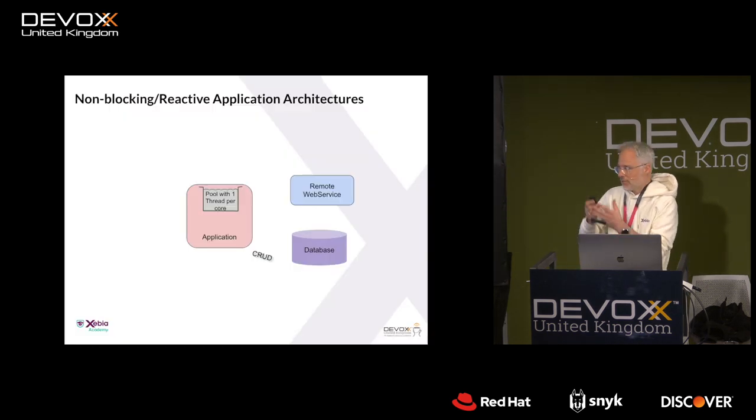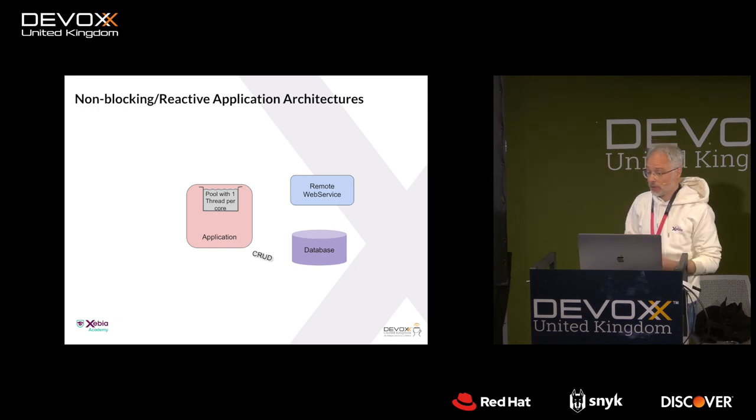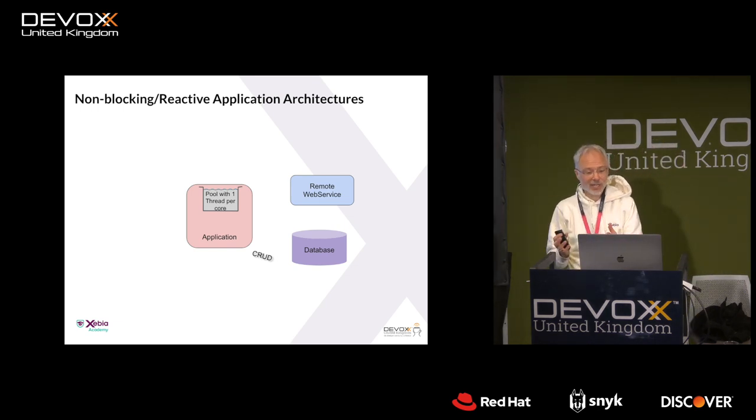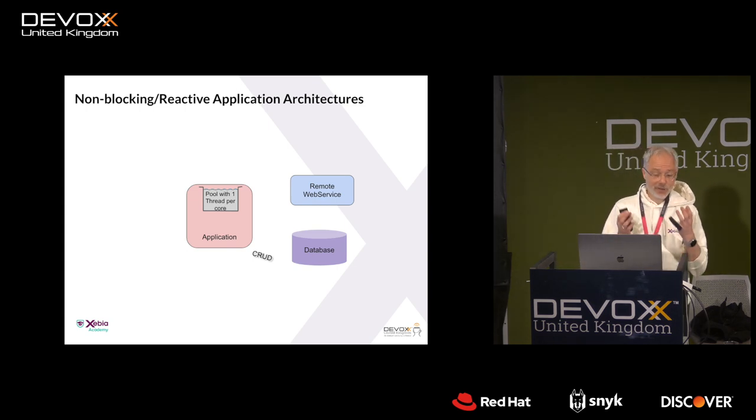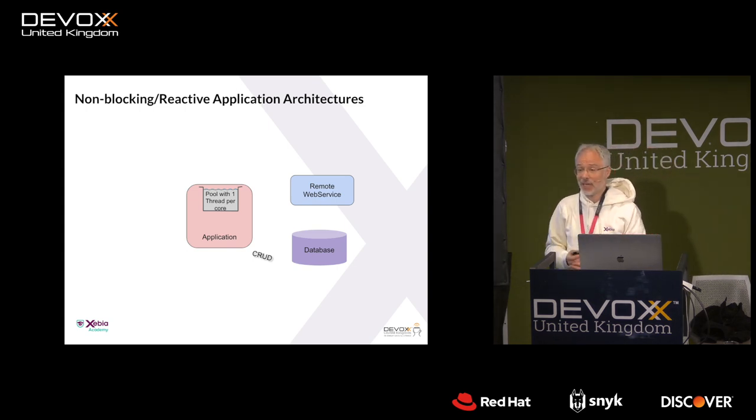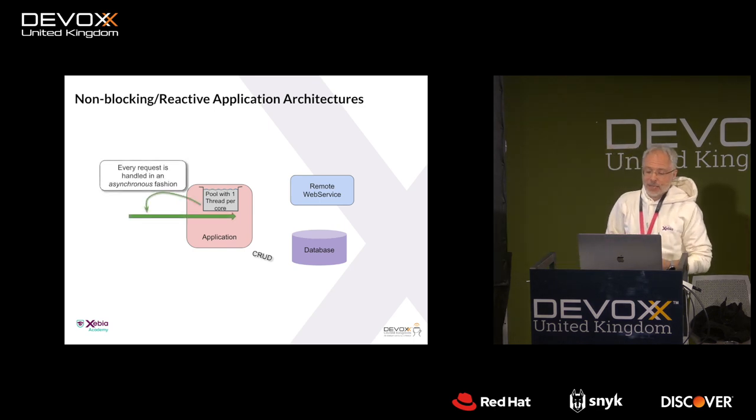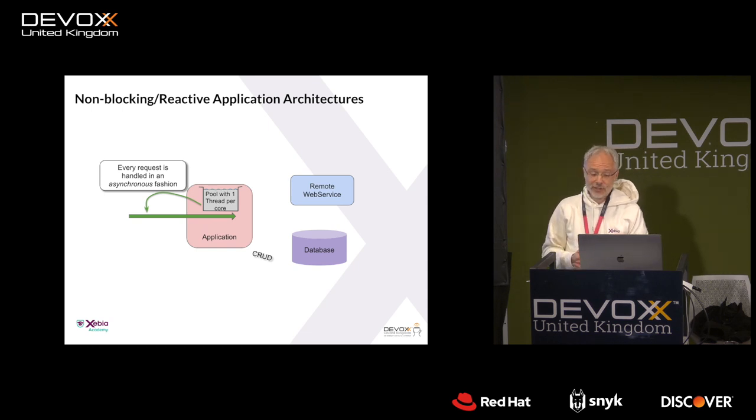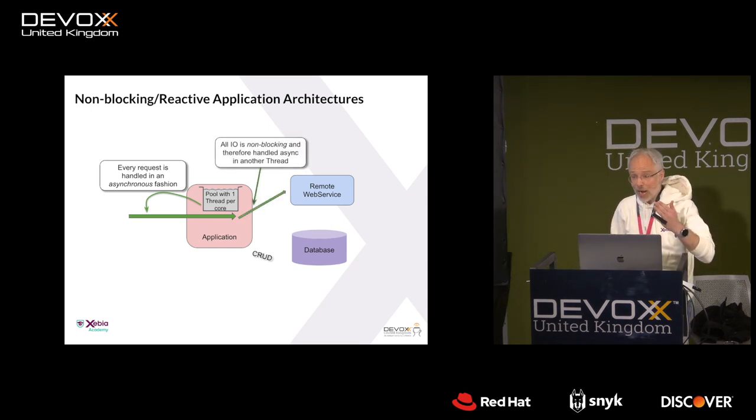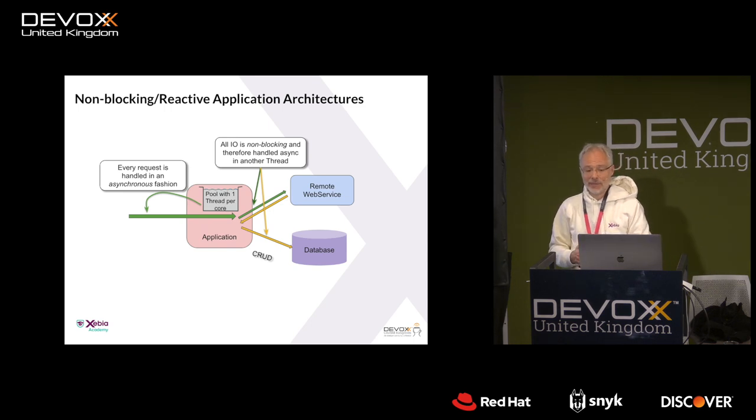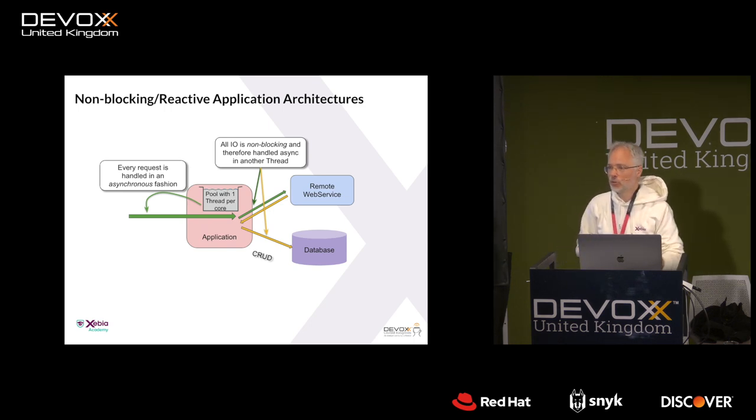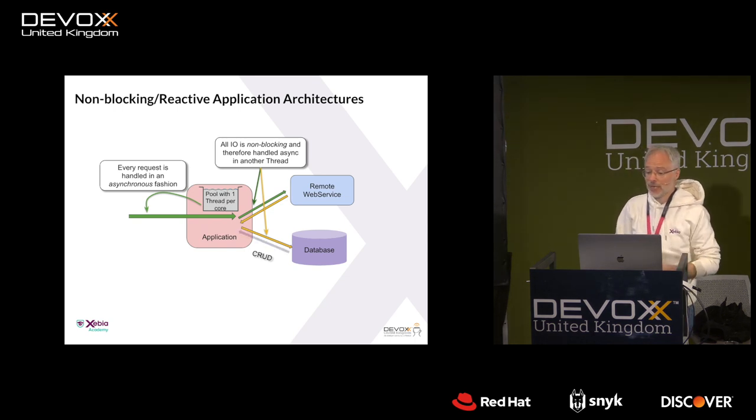How do these architectures work? How can they all of a sudden perform much better than our blocking model? Well, the interesting thing is that with these architectures, we actually have fewer threads. We have about as many threads as we have cores. The difference is that these requests are not handled in a blocking fashion, they're handled in an asynchronous fashion. So a thread is taken off the pool, and whenever it hits an I/O boundary, it will offload the request, go back to the pool, and take on new work. Once we get a reply from our web service, then another thread or the same thread will be taken again off the pool and continue processing until again it hits a boundary. And by doing so, we fulfill our requests.